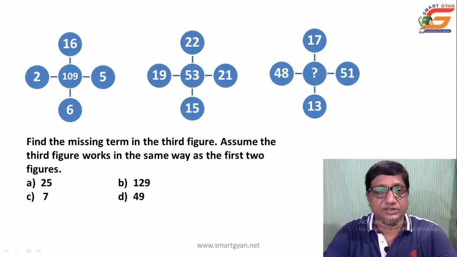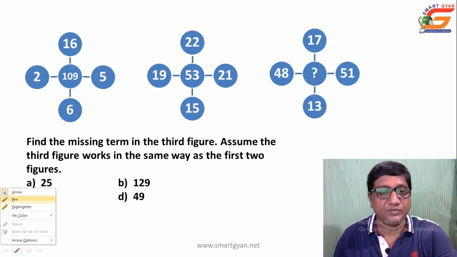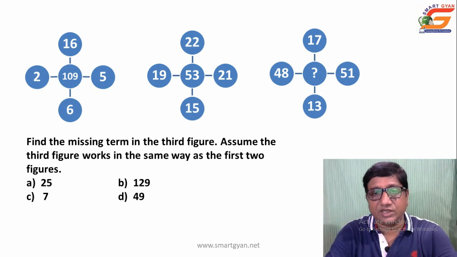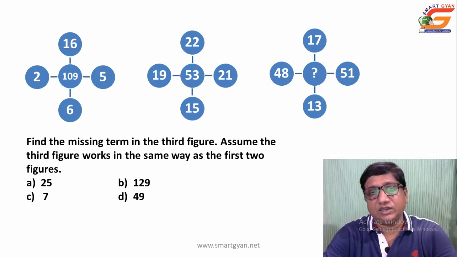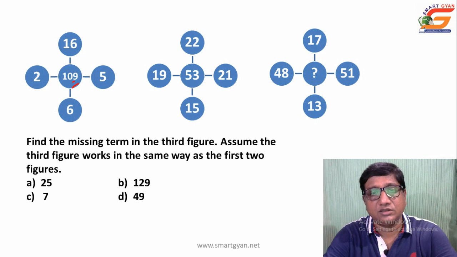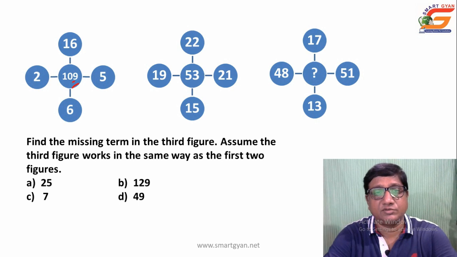Next is find the missing term in the third figure, this is one more of the same type like the previous one. Assume the third figure works in the same way as the first two figures. Yes, so how to find this? That is the same, some kind of operation in between. The central figure is the resultant figure 109, which is greater than all others. So how can you reach 109 with any operation? 16 into 6, 96, plus 5 into 2, 10, that is 106. It is not coming to 109.